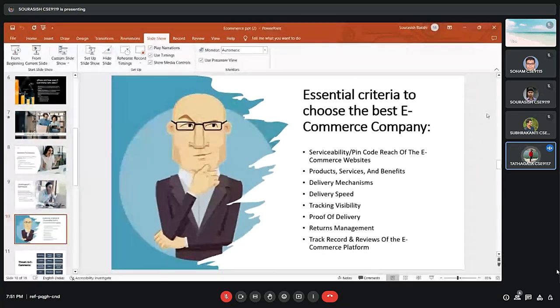Next comes return management. The best company should have a solid return management system wherein a pickup time is established and the company is responsible for ensuring the package reaches its destination to return to the enterprise. And then the best company should also maintain the track record so that it can be well documented and can be found anywhere at any time.